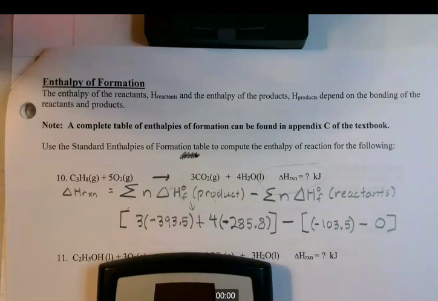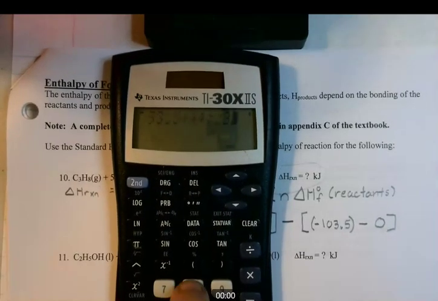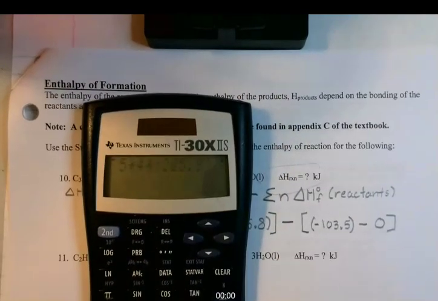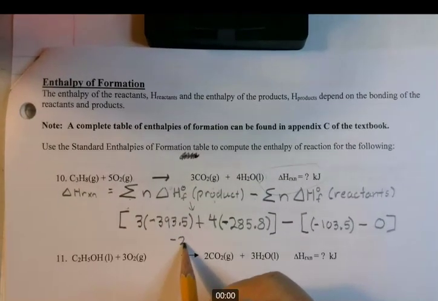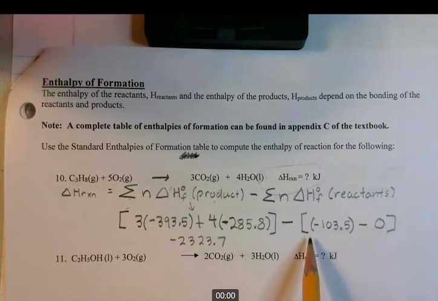Now it's PEMDAS, so it's going to do multiplications before it does this addition sign here. So I'm going to add, don't need any parentheses really, so I'm going to add 4 times negative 285.8. And I'm going to hit enter. And that's going to give me, for this right here, negative 2323.7. Now we're over here, and not much to do here except be careful of the double negative. It's going to be minus negative 103.5.